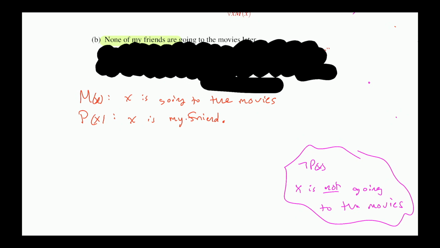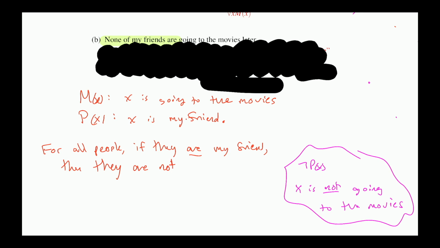All right. So again, there are a few ways to do this. So none of my friends are going to the movies. So I could say, let me write it like this. Let's say for all people, if they are my friend, then they are not going to the movies.